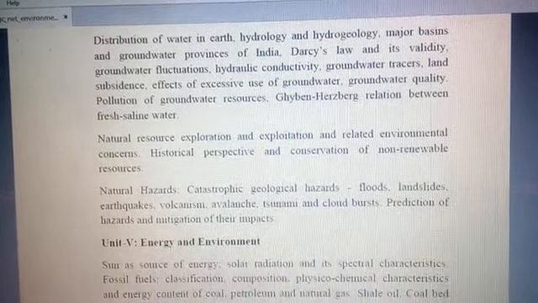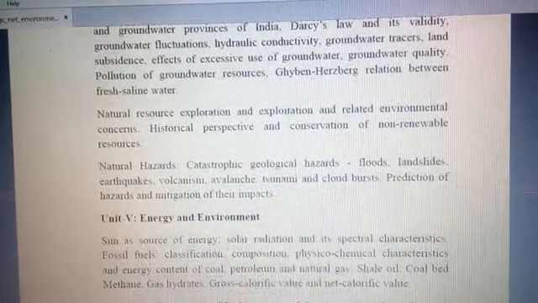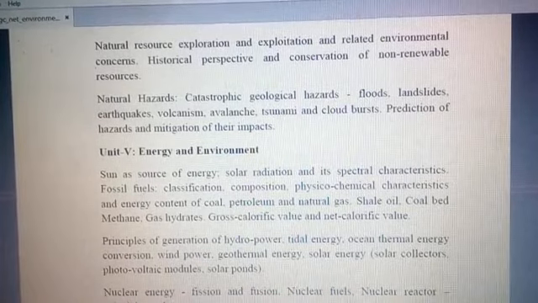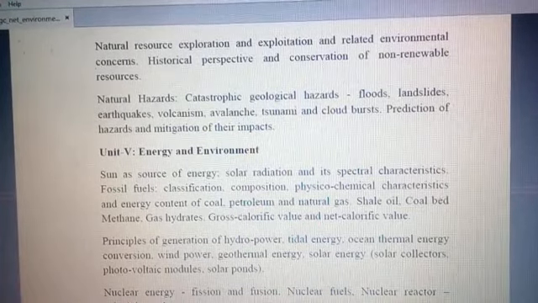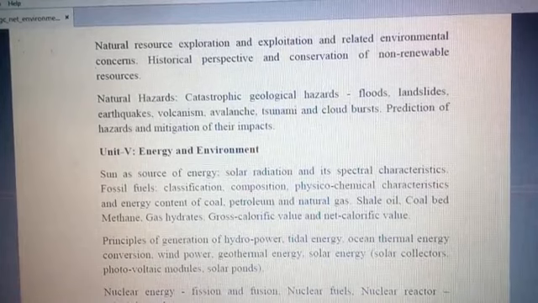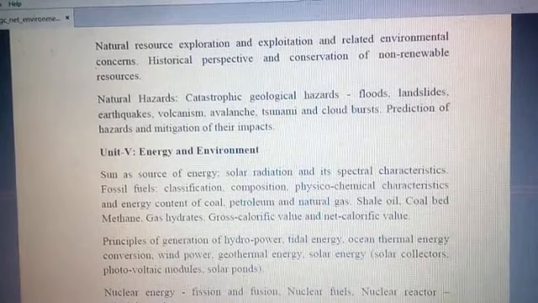Unit 5 is energy and environment: the sun as a source of energy and solar radiation and its spectral characteristics, fossil fuels, classification, composition, physicochemical characteristics and the energy content of coal, petroleum and natural gas.